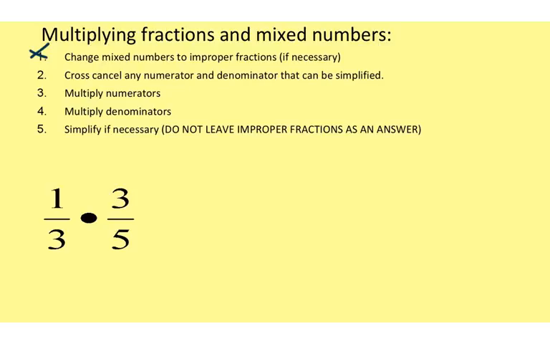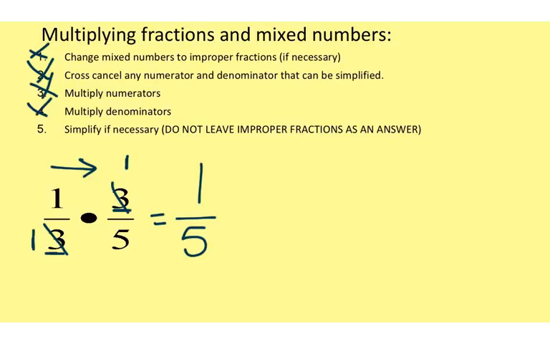Remember I told you it's any numerator and any denominator that you can reduce. When I look, I see this 3 and this 3, and I know they can both be divided by 3, so I can cross cancel them. Only one denominator and one numerator. So cross cancel, 3 divided by 3 is 1, 3 divided by 3 is 1. Now I go on to my next steps. Multiply the numerator, straight across. 1 times 1 is 1, 1 times 5 is 5, that's done. Multiply numerator and denominator. Now I'm going to simplify if necessary.